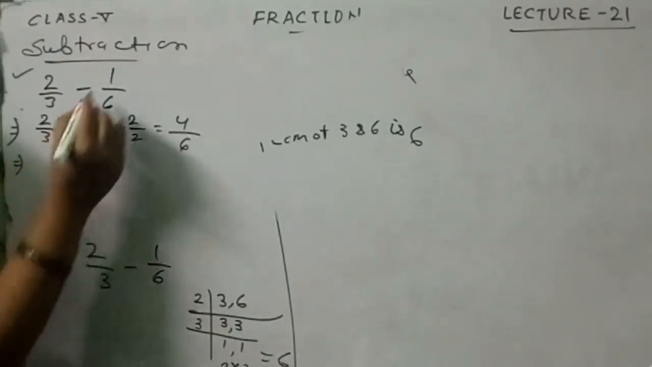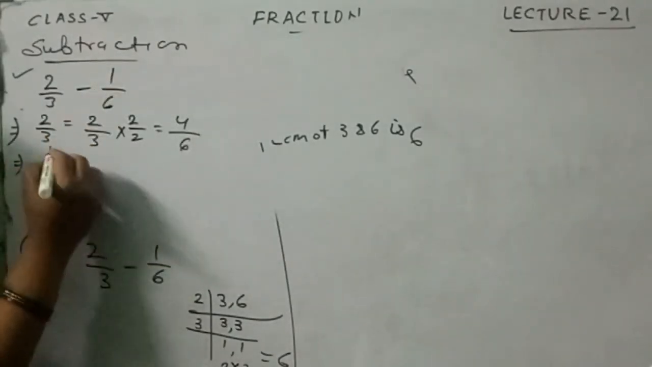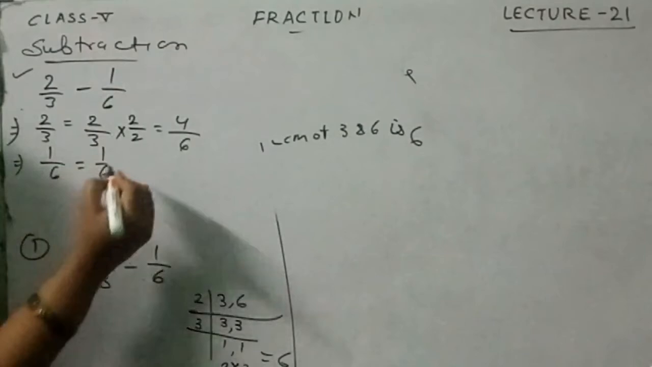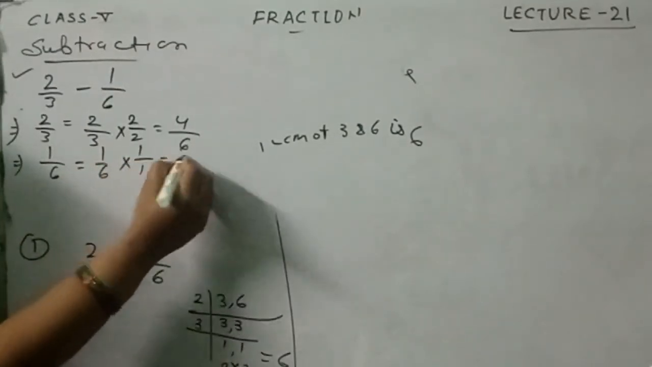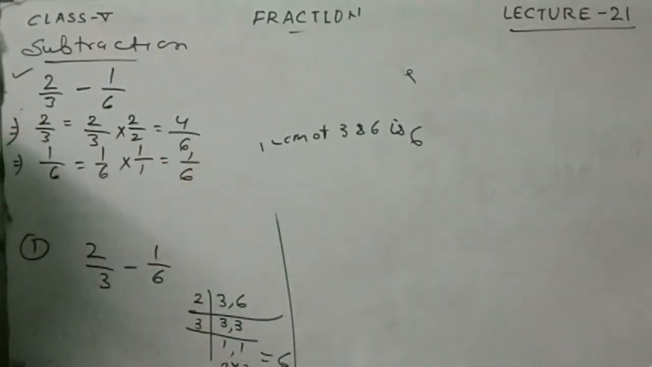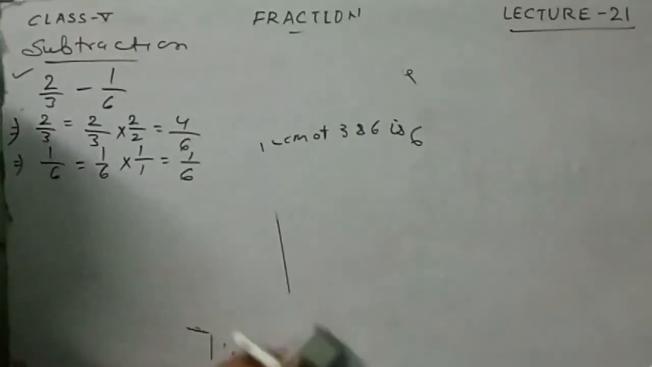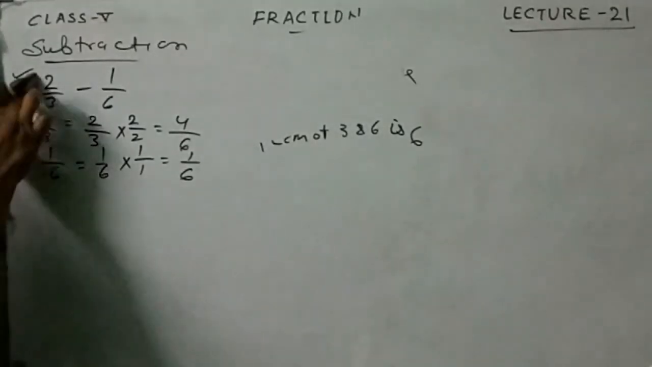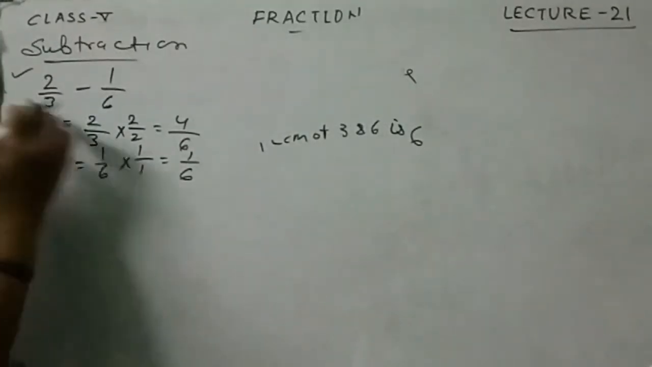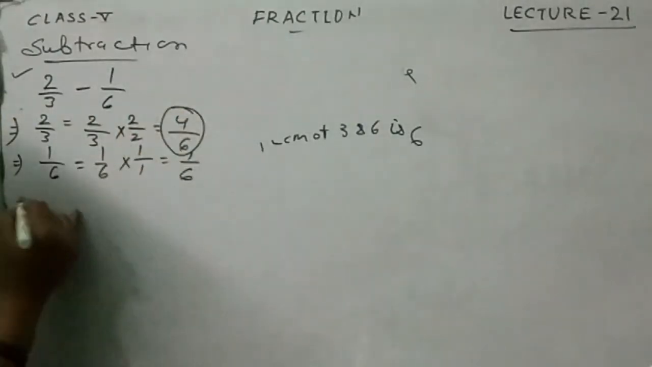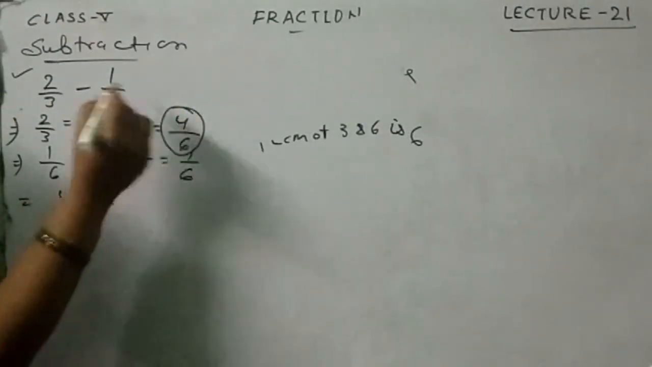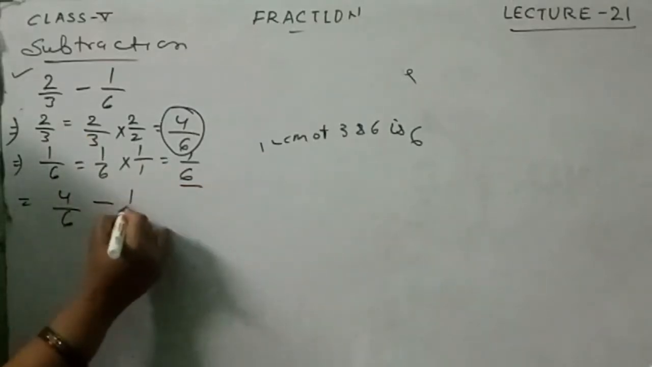Same way, 1 by 6. It is already 6 in the denominator. No need to multiply, right? 1 by 1, the same number we will get, 1 by 6. And then what do we have to do? In place of 2 by 3, what will we write? 4 by 6, right? 4 by 6 minus 1 by 6, that is the same, 1 by 6.